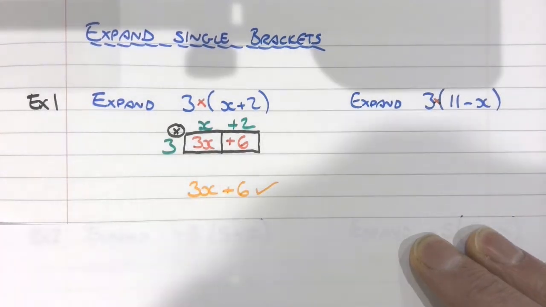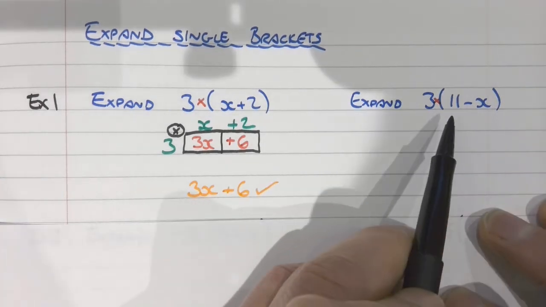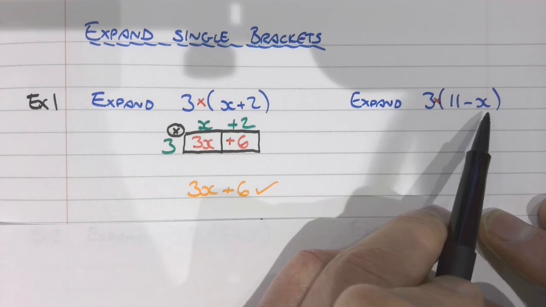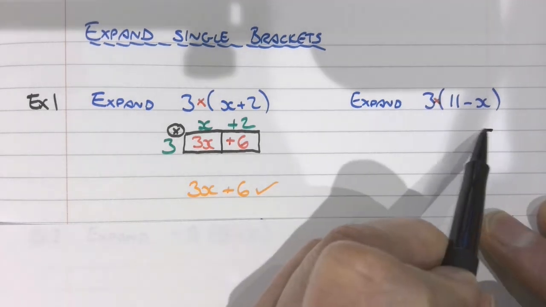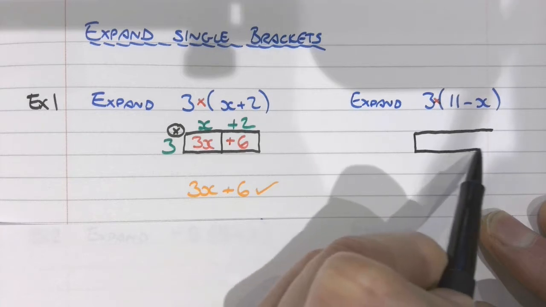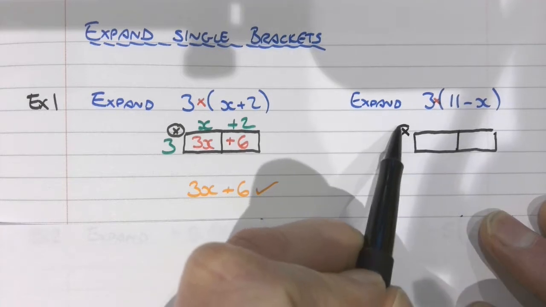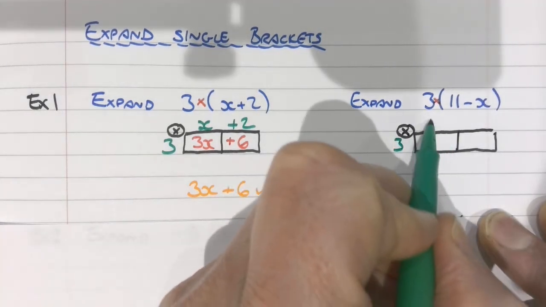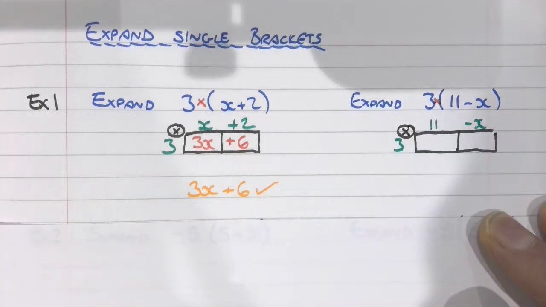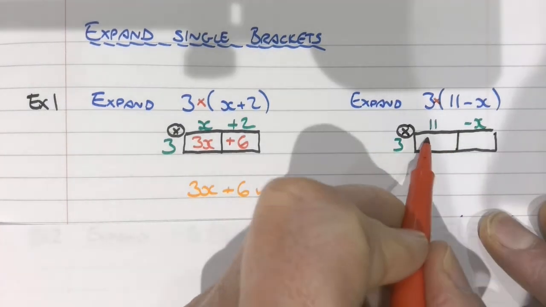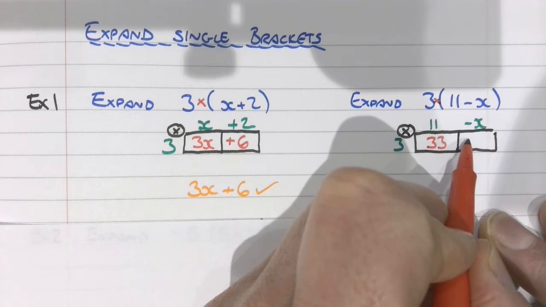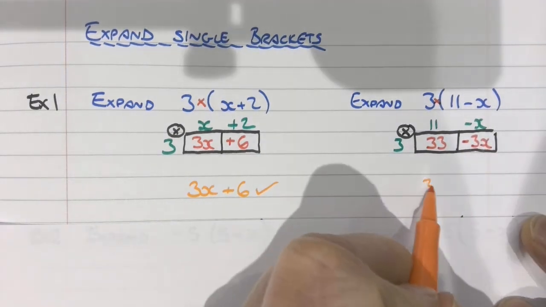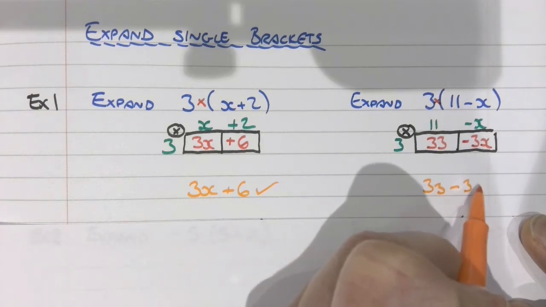Okie dokie, next one. So similar thing going on, but now we've kind of flipped the number and the letter round, and we've got a negative, but that's not really a problem for us. Okay, so we draw our boxes, we remind ourselves we are multiplying, put the question in, so I've got 3 lots of 11 take away x. 3 times 11 is just 33, 3 times minus x is minus 3x. So in case we're not sure, the answer was 33 take away 3x.